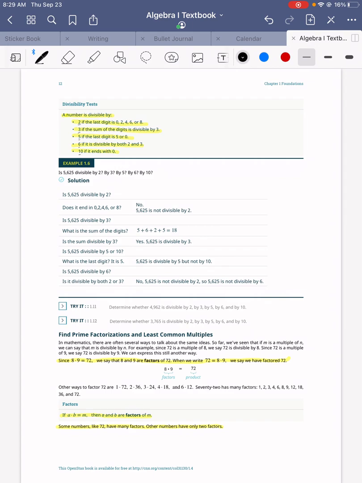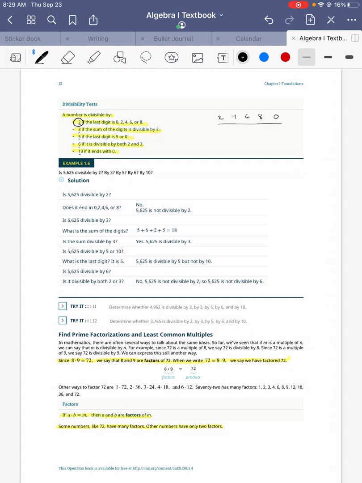A number is divisible by 2. Now, we actually said this a couple of videos ago. If the last digit in a number is 2, 4, 6, 8, or 0, then that number is an even number. All even numbers are multiples of 2, which means that all even numbers are divisible by 2. Or 2 is a factor of every even number.